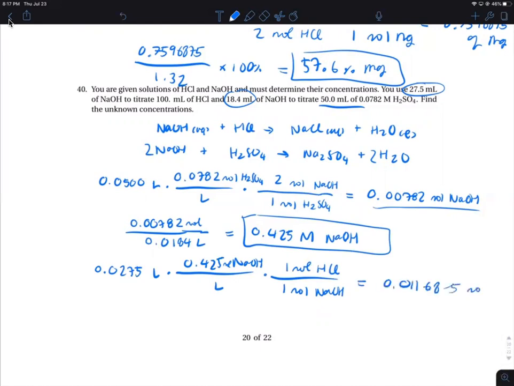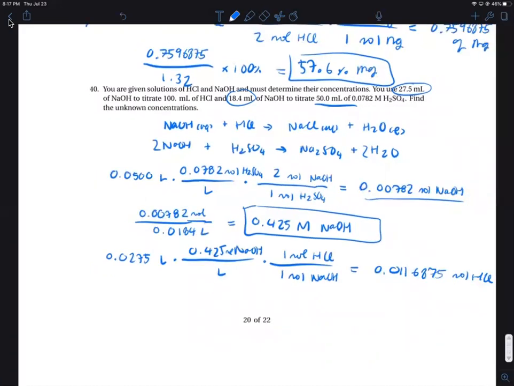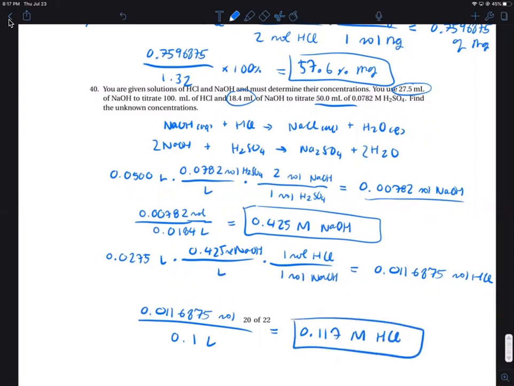0.0116875 moles of HCl. From here, we can find the molarity just by dividing by the volume. So it's going to be this divided by 0.1 liters, which is just 0.117 molar HCl. So there's that one.